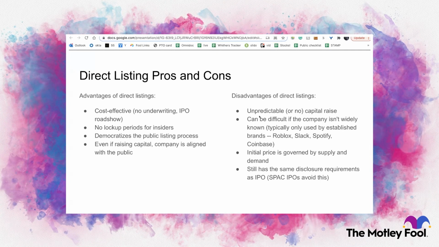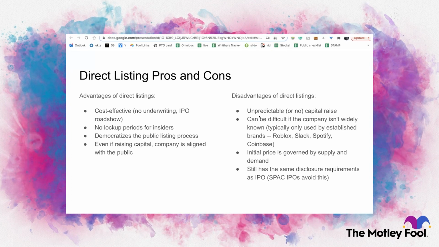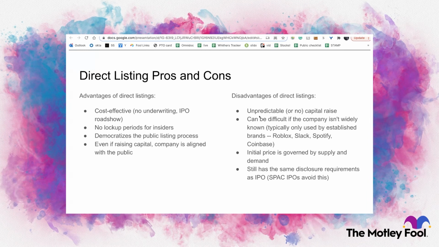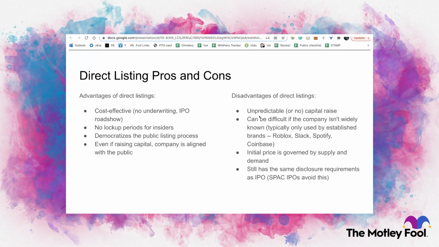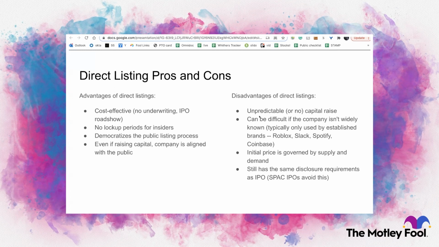And even if the company is raising capital, this is an interesting point, the company's interests are aligned with the public. The company doesn't set its IPO price. If it decides to sell 10 million new shares, the price of those 10 million new shares will be determined by how excited investors are to buy their stock, not by whatever price the underwriters decided to sell it to hedge funds for. So it's really an interesting model.